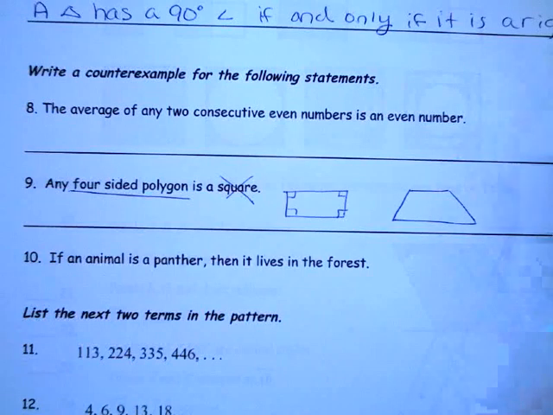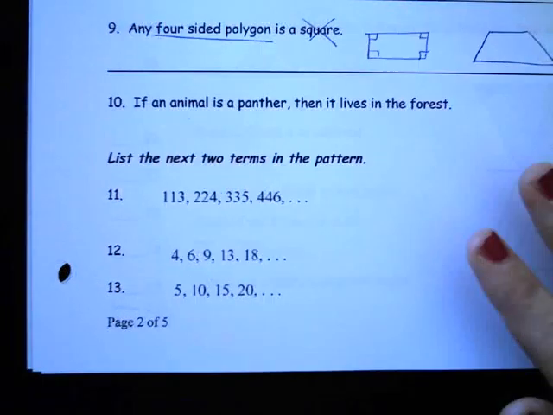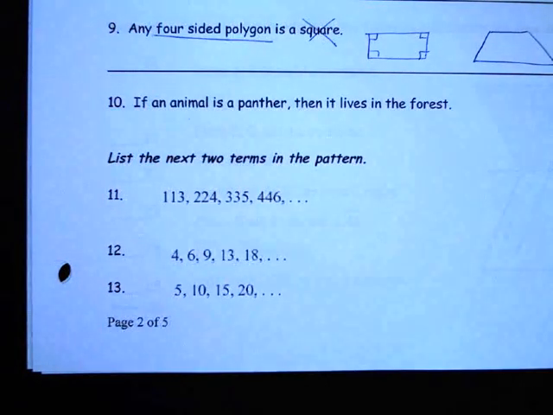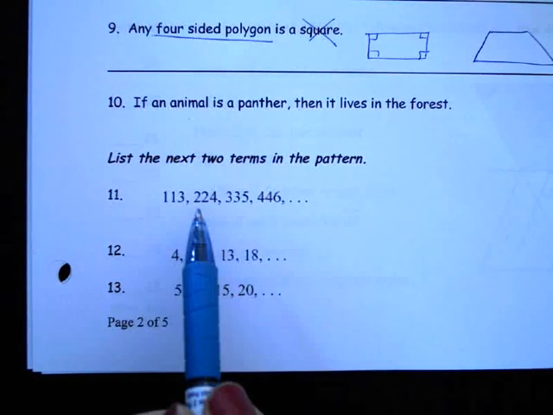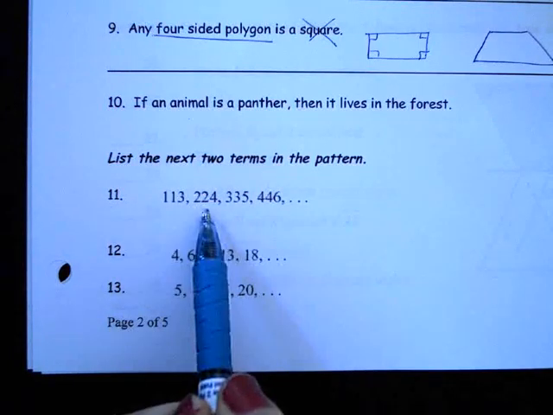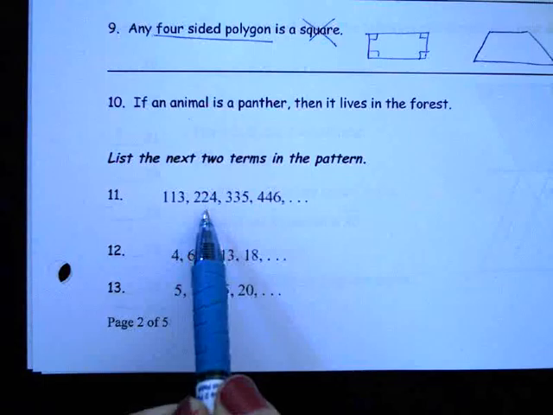Number 11, list the next 2 terms in the pattern. When you talk about a pattern, you want to see, okay, did I add between those numbers? Did I subtract? Did I multiply? Did I divide? You want to see how they changed. Well, 113 to 224 looks like it's adding 111.